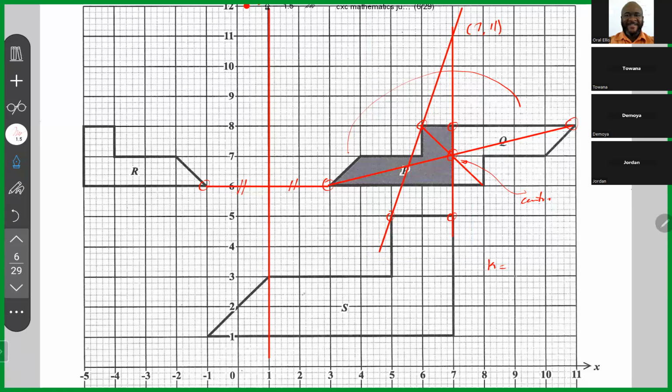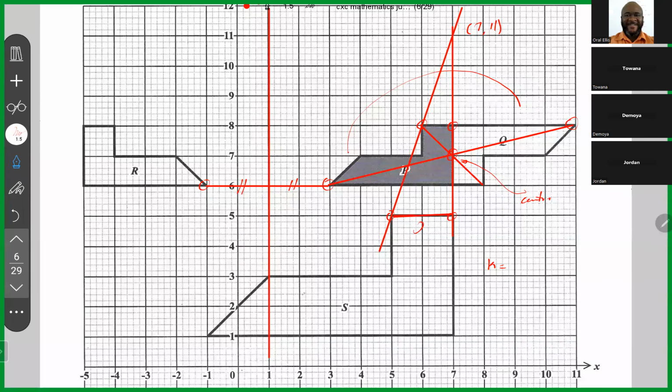is the length of one side on the image. So let us say the length of this side. The length of one side on the image. So the length of this side is 2 units, over the length of the corresponding side on the object. The corresponding side is here, and the length of the corresponding side is 1.